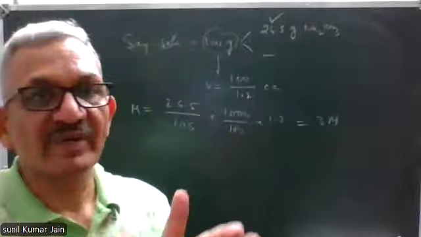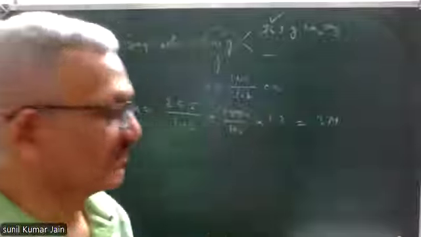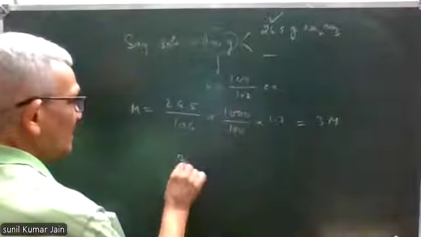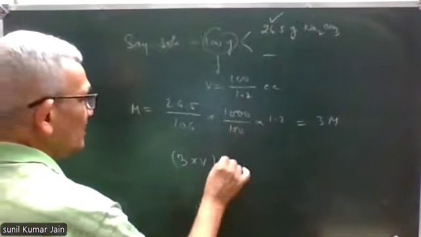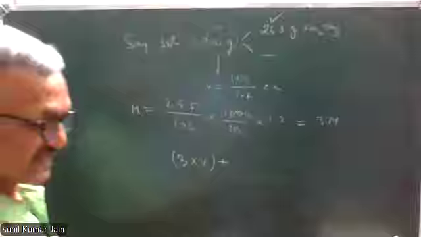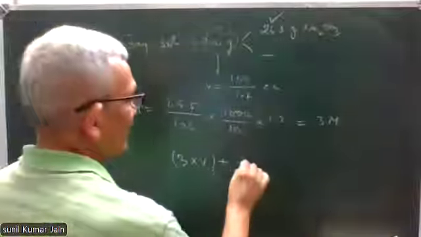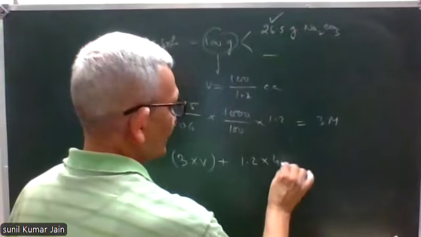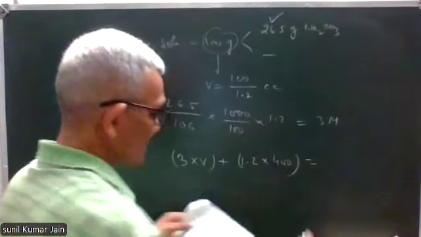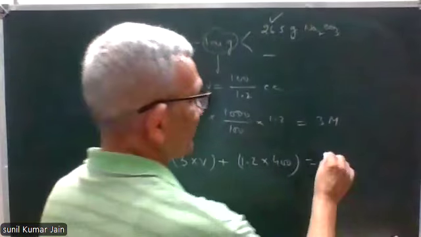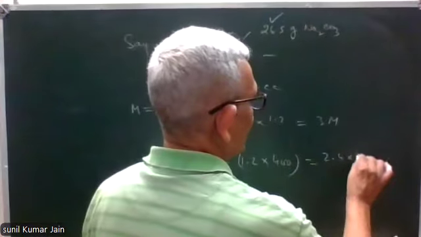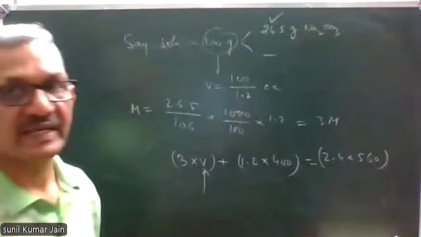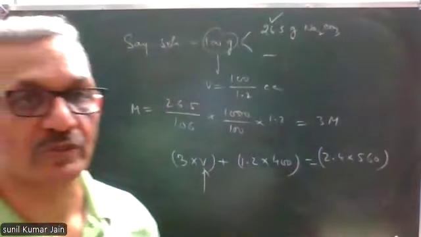Now I'll use M1 V1 plus M2 V2 is equal to M final V final. This is M1 into volume, which I have to calculate. Second solution, molarity is 1.2, volume is 400 cc, is equal to final molarity 2.4, final volume 560. We can calculate the volume of this solution required.